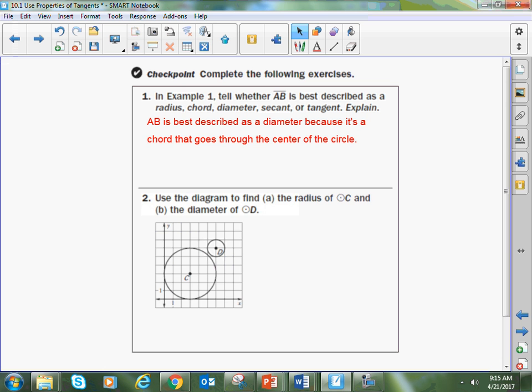And can you find the radius and the diameter of these? I think I have a typo on here somewhere. There we go. So part A is asking what's the radius of C, and that is 3. But part B was asking what's the diameter of D, and I wrote the radius again. So here, that should be a 2 for the diameter.